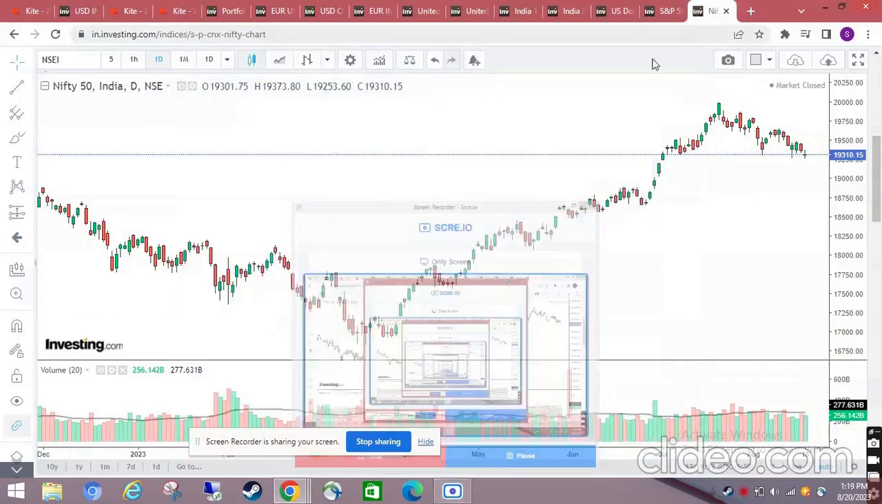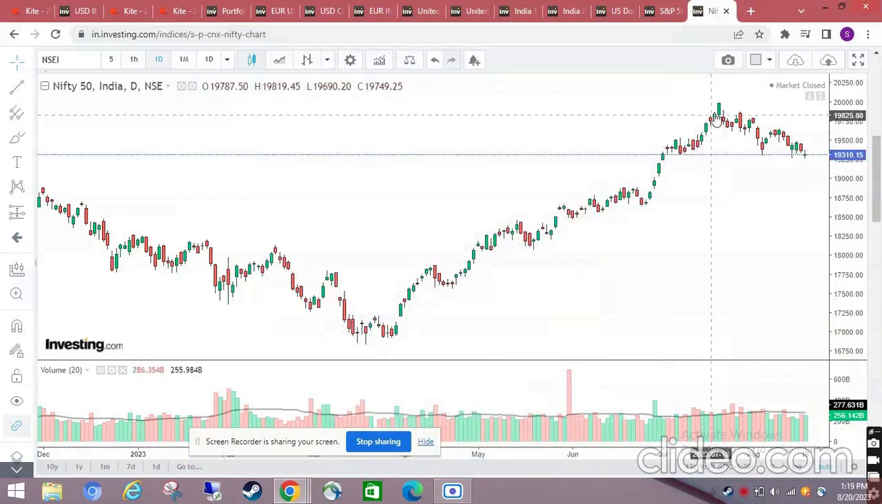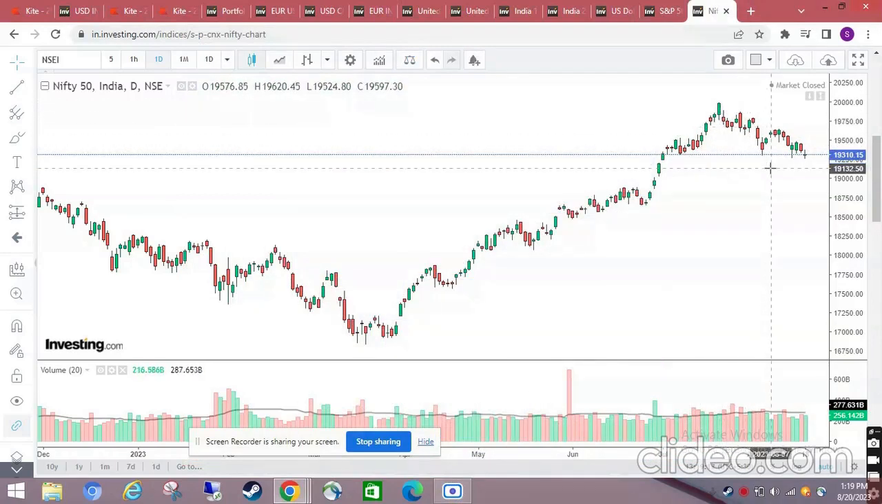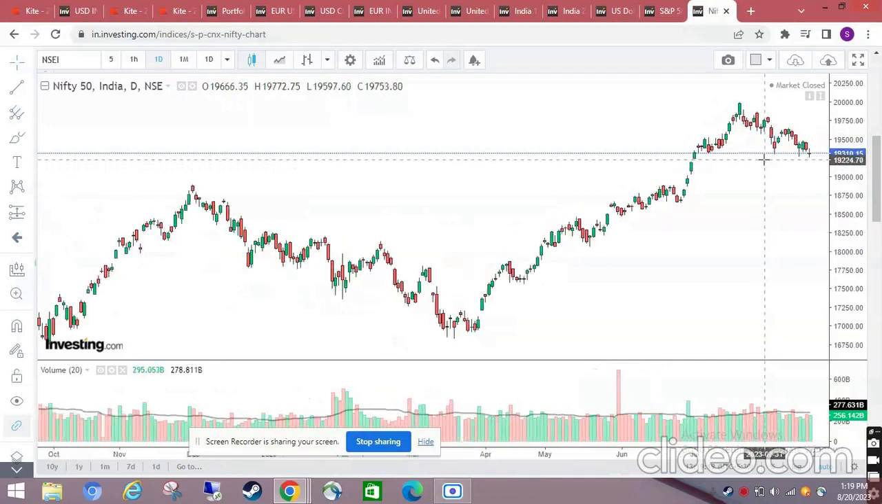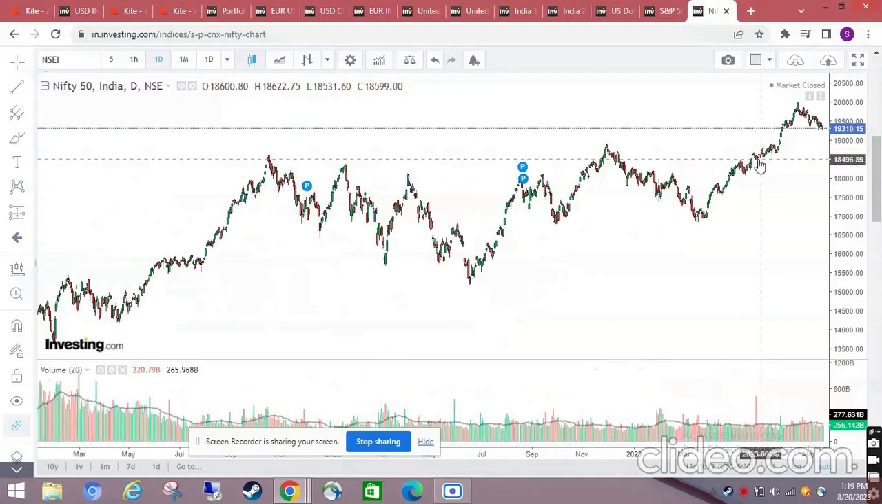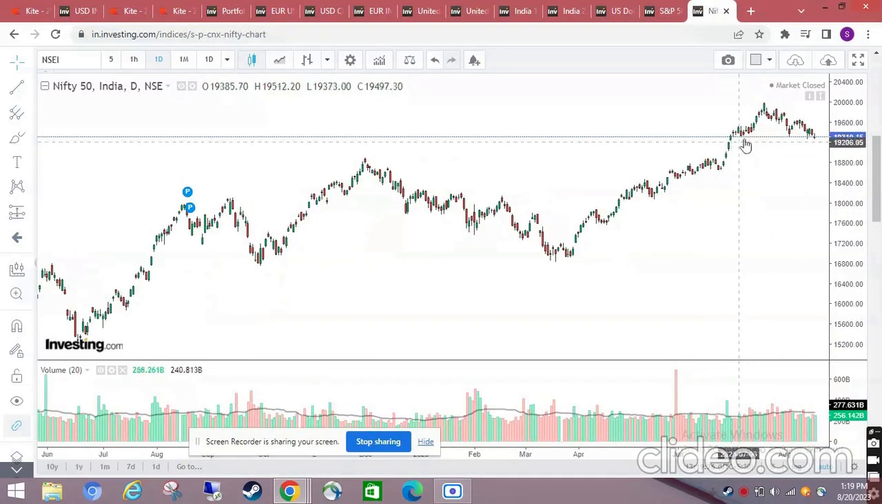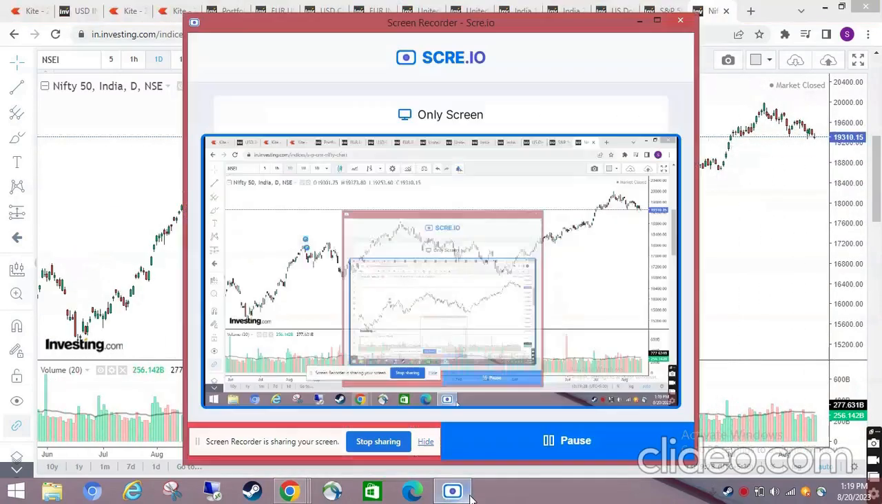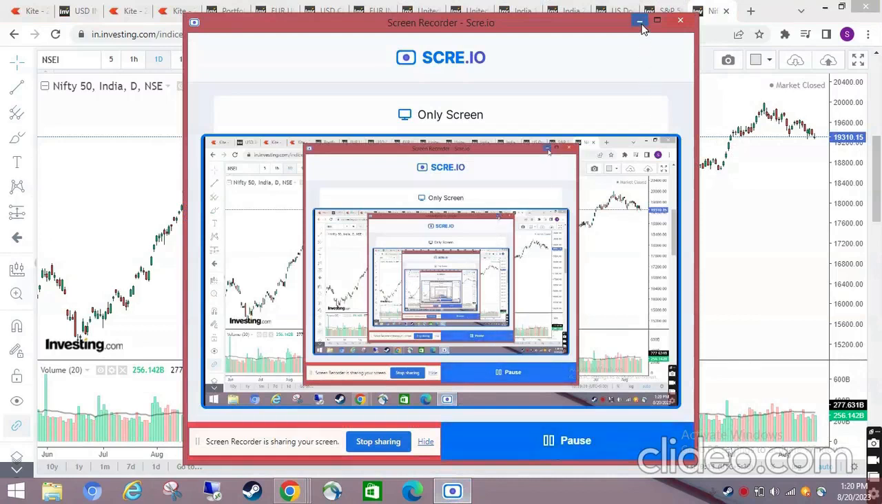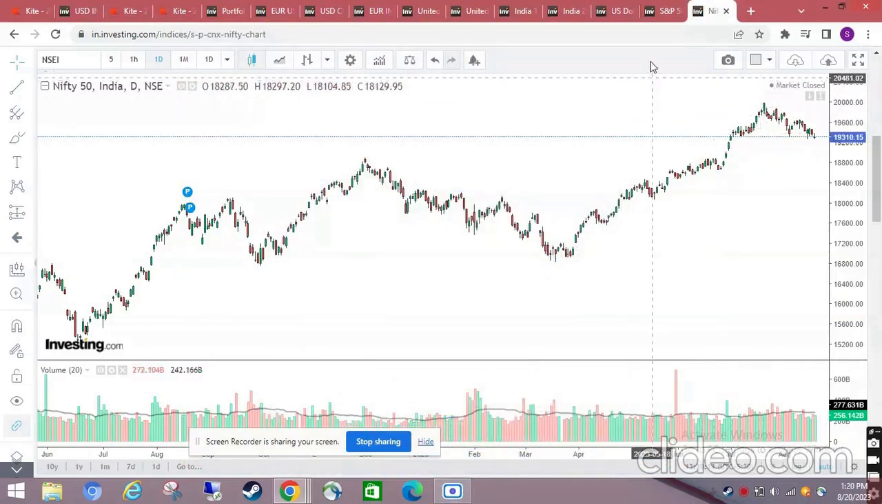So traders, as we have discussed, our market has been correcting for quite some time now. This is primarily because again the crude oil has been going up, so this is bad news for our market, because of which the currency has been down.